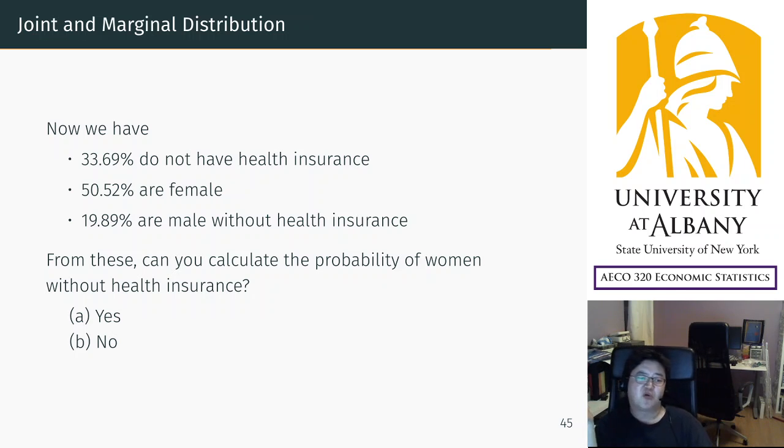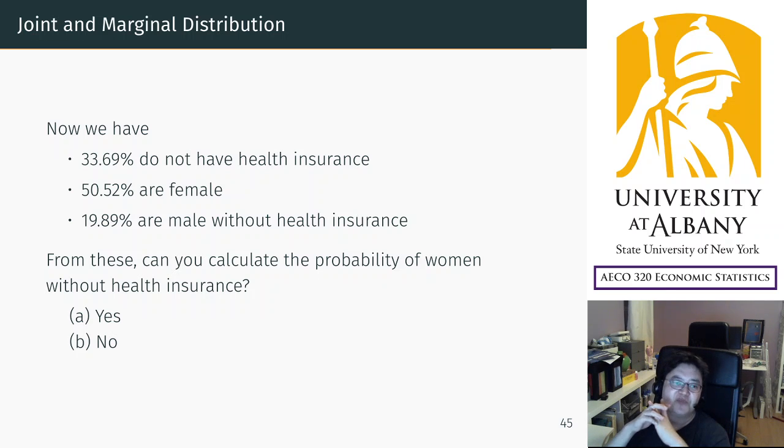Now I ask you another question. In this case, can you calculate the probability of women without health insurance coverage? It is yes or no. So it's also tricky. Now think about this, and as I said, if you think you can calculate, then try that, do the algebra, and think about the probability, to calculate the probability. And if you think no, then also think about why. Try to explain the reason in your words.